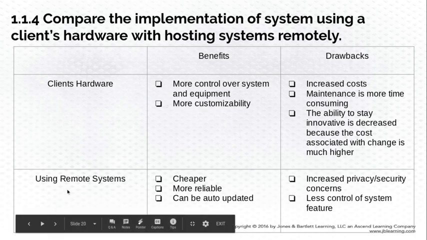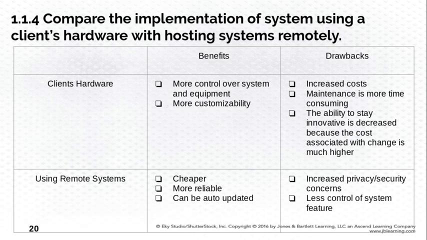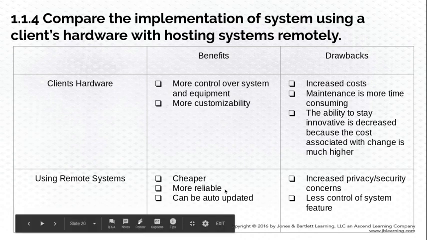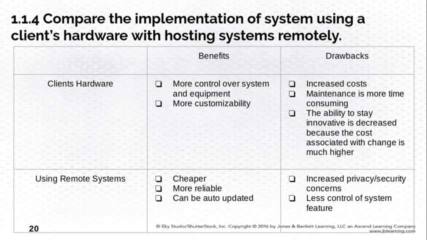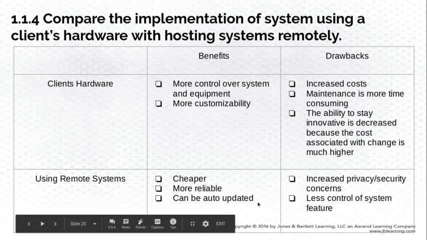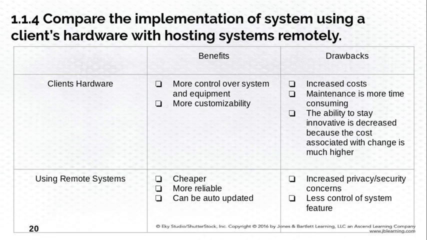Okay. Now, remote system software as a service, it's much cheaper, right? Because of economies of scale. It's more reliable because they're going to have more teams that are well equipped to make sure that the systems are up and running and being maintained. If there are any outages, they're going to be resolved a lot faster than if you had to do it yourself. And it can be auto updated. For example, on our Chromebooks, when we turn them on, if there's an update, it syncs and downloads automatically. We don't have to do it manually.